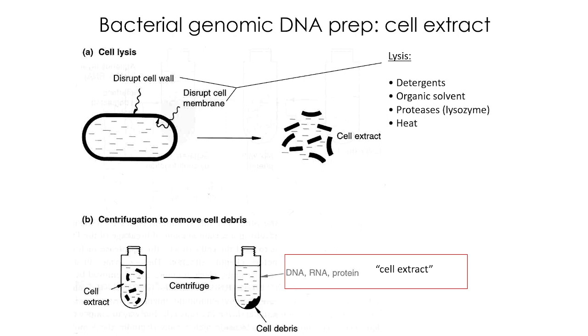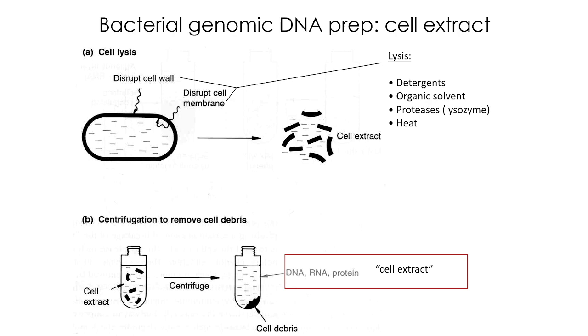Now, bacterial genomic DNA preparation from the cell extract. First is your cell lysis, where you disrupt the cell wall and the cell membrane, and you collect the cell extract. This disrupting of your cell wall and your cell membrane is known as lysis, where you can use different things like detergents and organic solvents. Mostly you use lysozymes and heat. So these different ingredients can be used for the lysis of your cell.